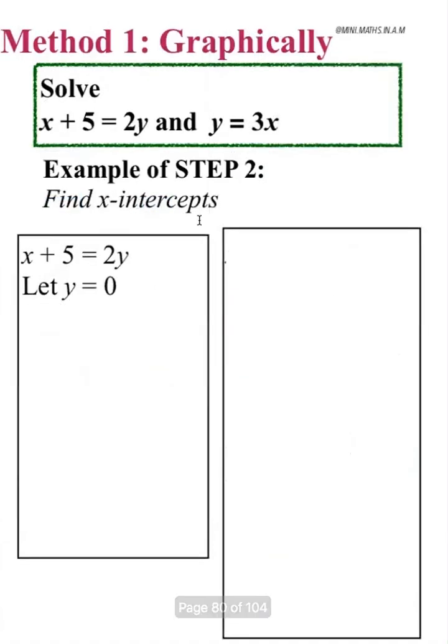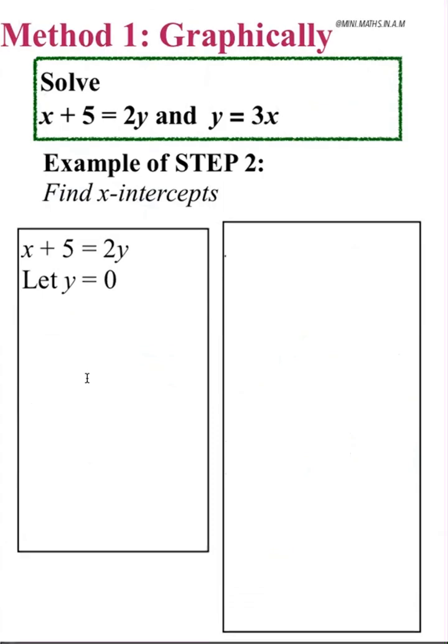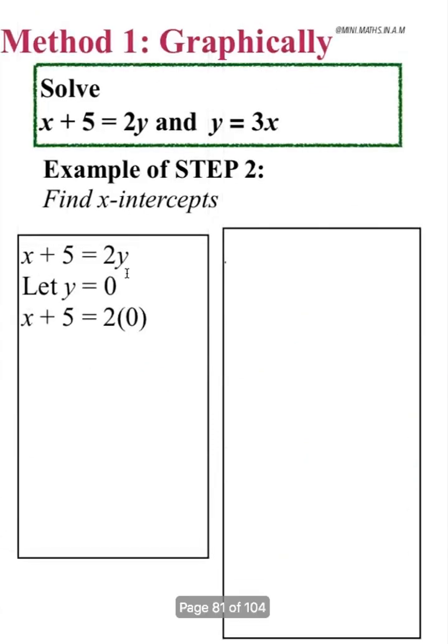Okay, now we're going to find our x-intercepts like before. So to find our x-intercept, we make y equals 0. So it's the same deal. So we replace the y here with 0. 2 times 0, same thing as 0. Then we want to get x by itself.